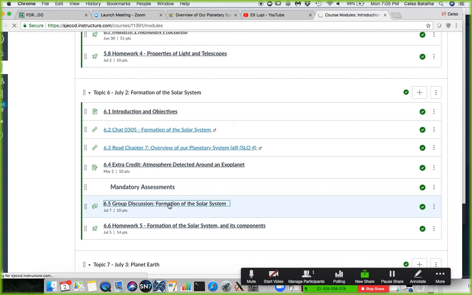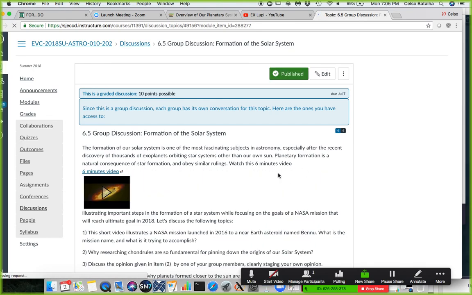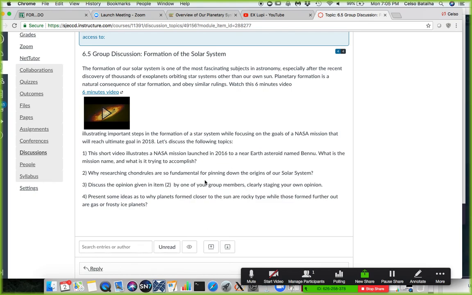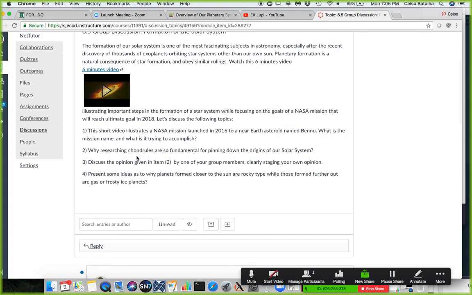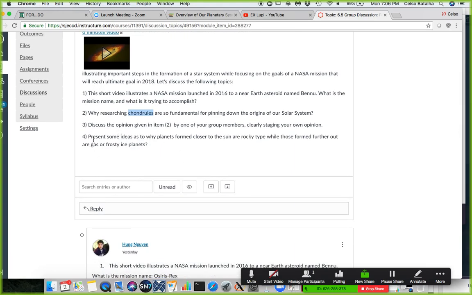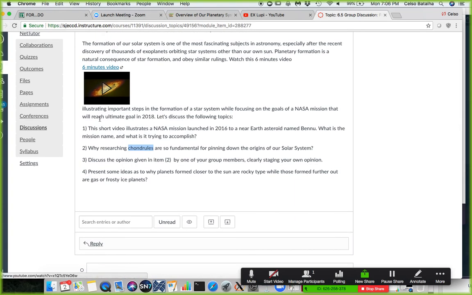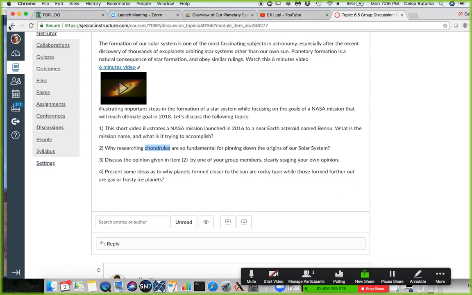So group discussion, formation of solar system. What you need to do, you watch a video, and then there is a mission to one object in the solar system, and I want you to do a research on chondrules. What are those little objects that help to build up primarily our solar system? And then you have four items that you have to work on, and I will grade each one of them independently. So each one is about 2.5. So I give an overall grade for that, and pretty much that's it. Okay. So this is the discussion that is going to be done on Friday, Saturday. Let's go back there.